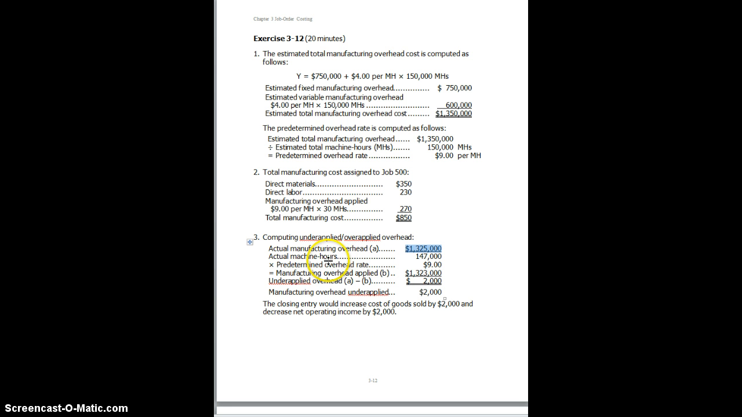What we need to do is determine how much manufacturing overhead was in fact applied. Well, if they only had 147,000 actual machine hours, and each time they had a machine hour they assigned $9, they would have applied $1,323,000 of overhead.